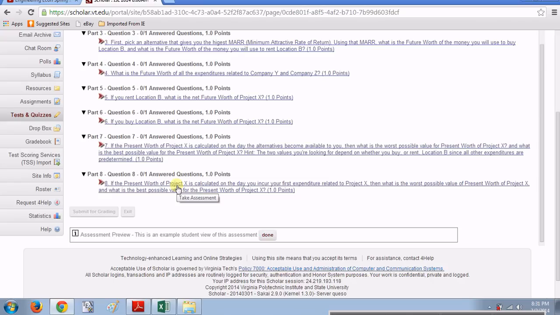Once again, don't shift all the cash flows. You already have the future worth values, the worst and the best. Just shift those to that date, whatever date this question is defining. And that's all there is.